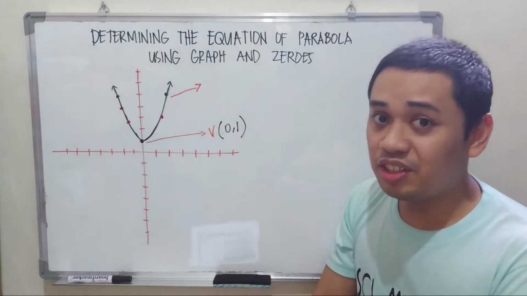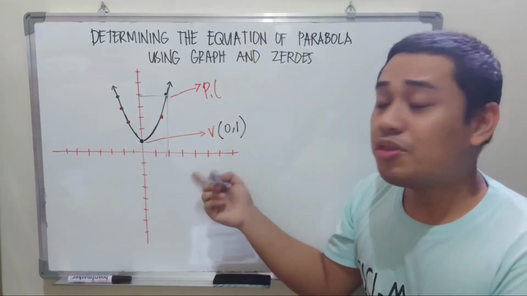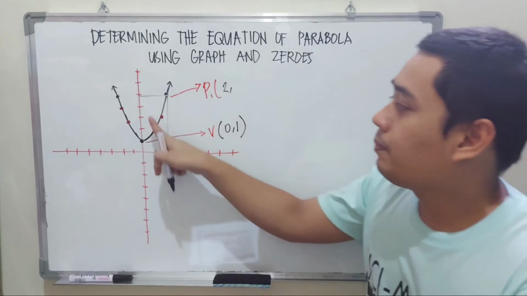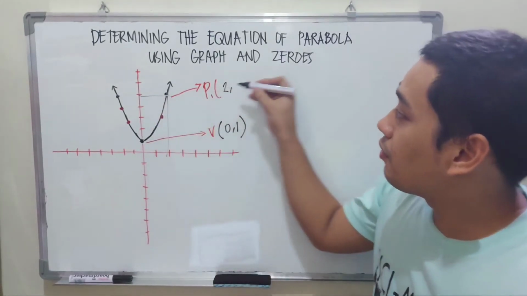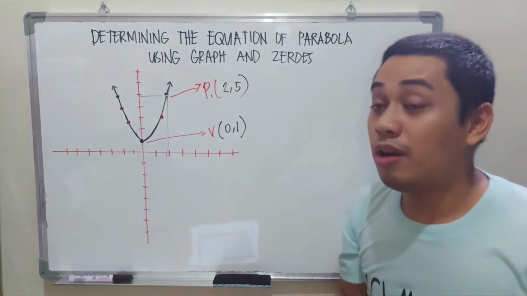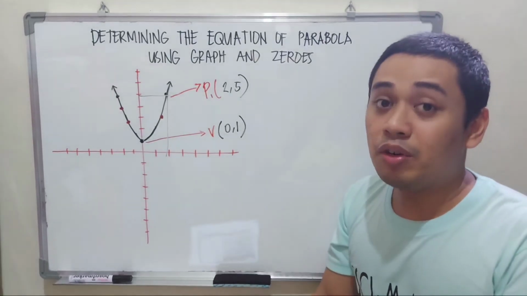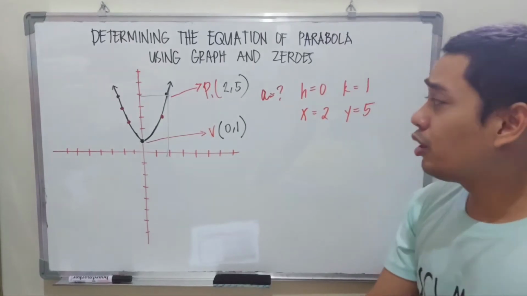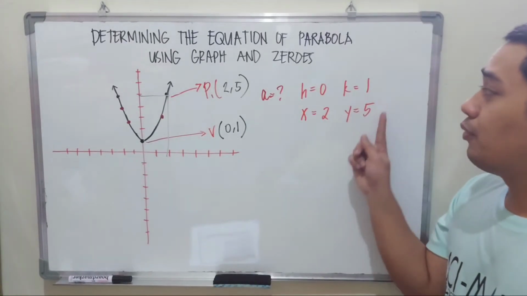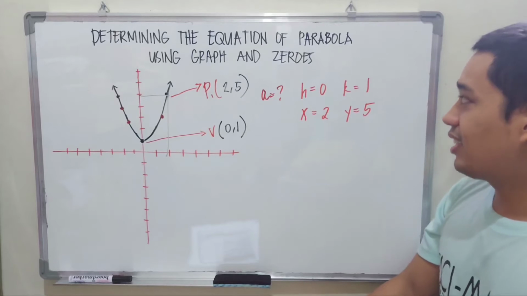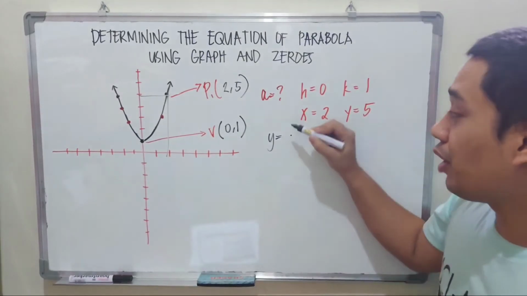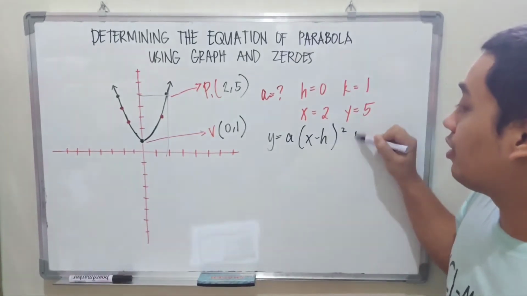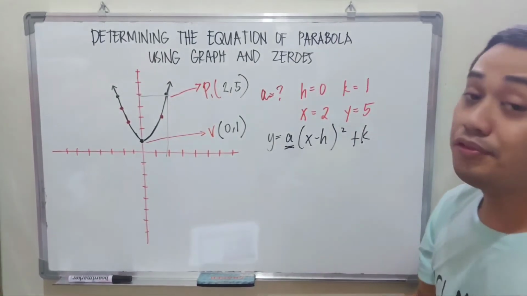Next, for the point value na gagamitin natin, along our graph, siya po ay nakatapat sa ang x ay 2, then 1, 2, 3, 4, 5 po yung ating y. So that will be the value of our x and y as well as h and k. So if we're going to look for the value of a given these four values of h, x, k, and y, gamitin daw natin yung formula na y is equal to a times (x minus h) squared plus k para ma-solve yung value ni a.